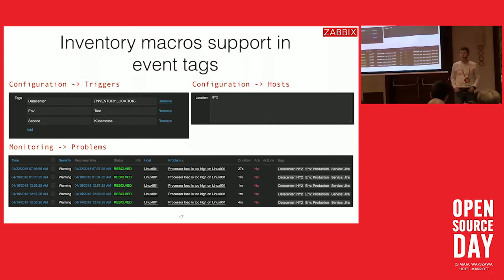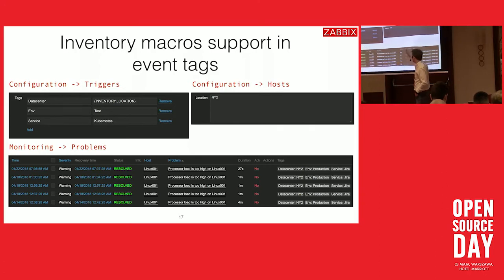But in Zabbix, we already have information stored in the host inventory. This is information about the location of the host, some contact details, maybe operating system details, whatever, lots of information. And obviously, it was quite a logical step to support the ability to use this information from host inventory in tags. So that's what we implemented. We basically implemented the ability to use inventory macros for tags.